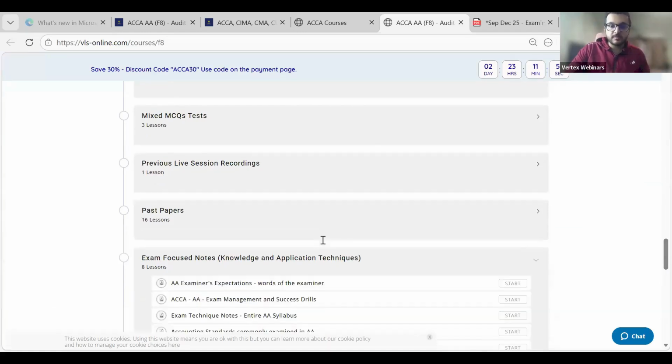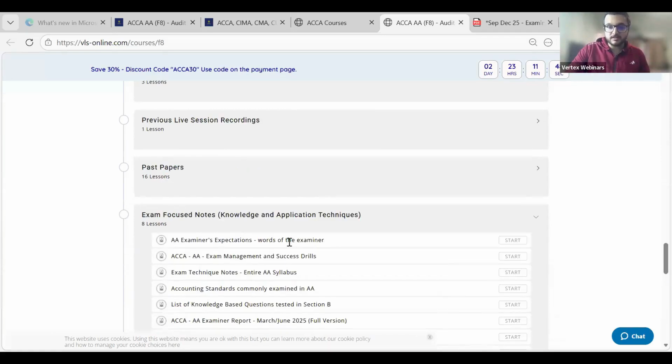You've got examiner expectation, what the examiner expects from you. You've got exam management and success drills, how to manage time, pressure, and stress. So this document tells you about that, and later, just a week before the exam or 10 days before the exam, I'll go through all of these once again.